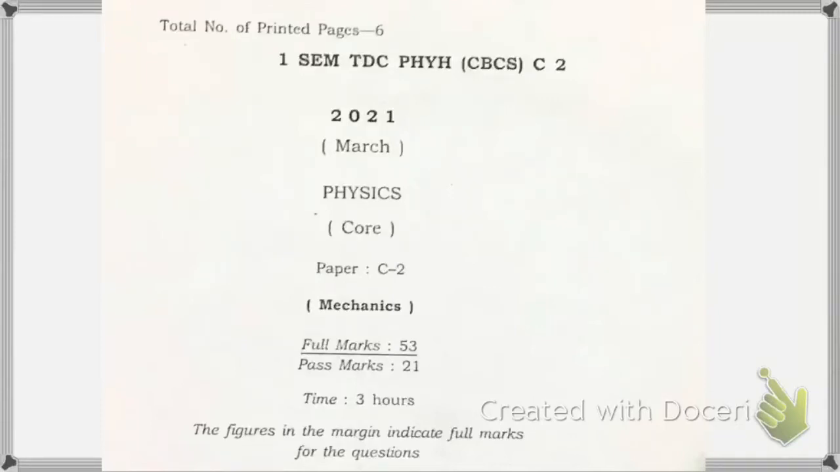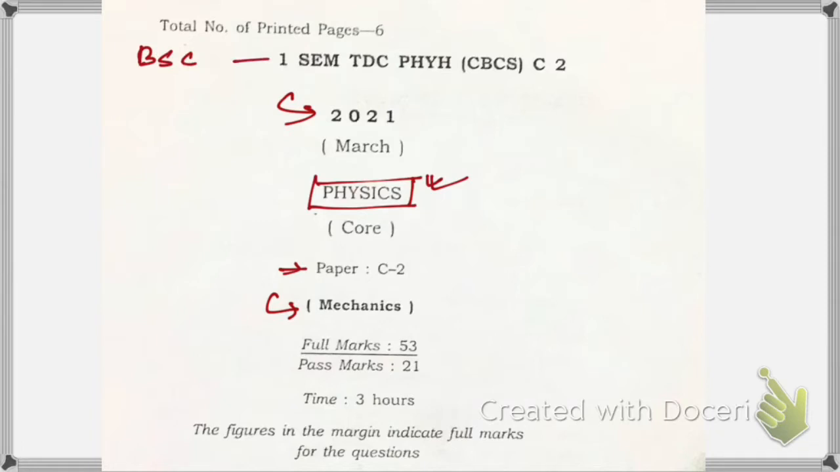Hello friends, this is the Mechanics C2 paper solution of 2021 for physics major students, BSc first semester. This paper is set by Dibrugarh University. This is part 2.